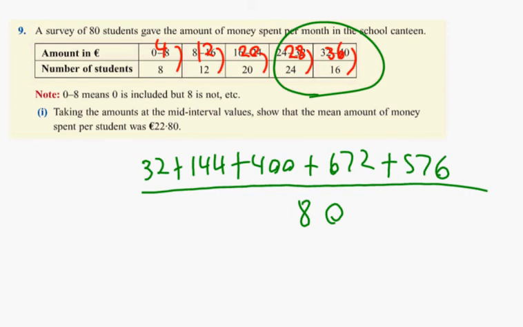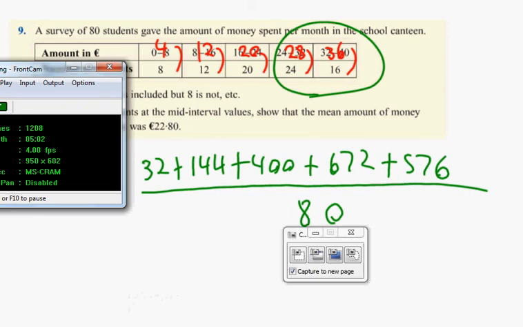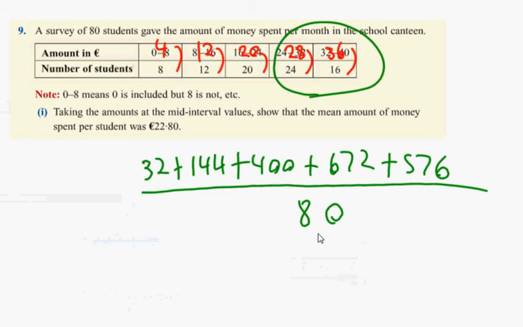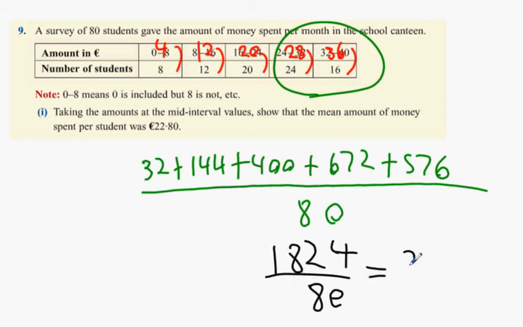And I'll just get the next question. What we have here is 1,700 and what? 1,824 divided by 80, and what do we get? 22.8? Average of 22.8.